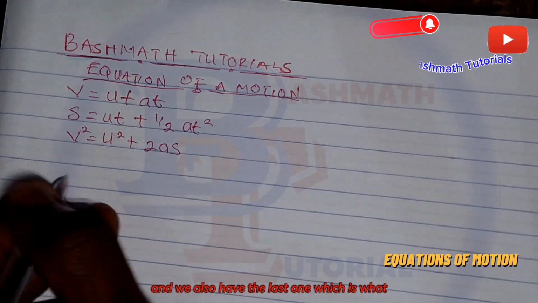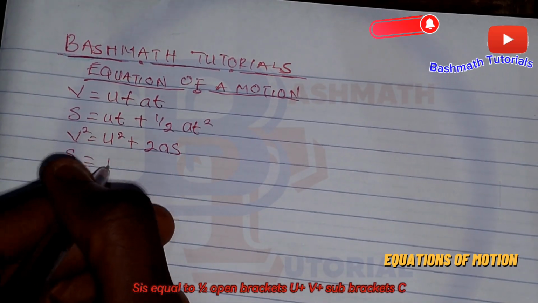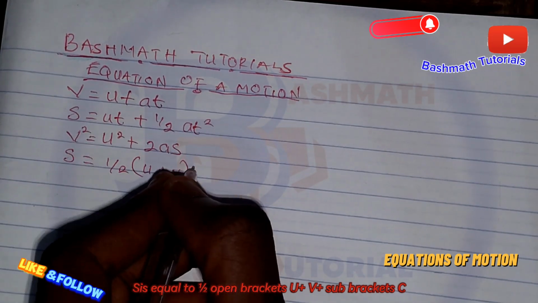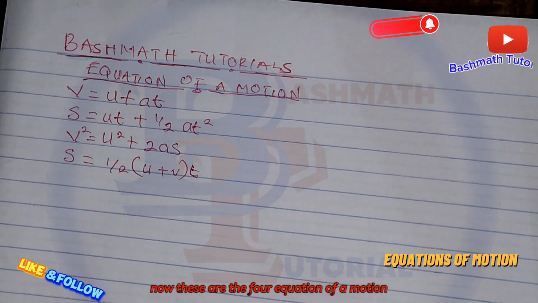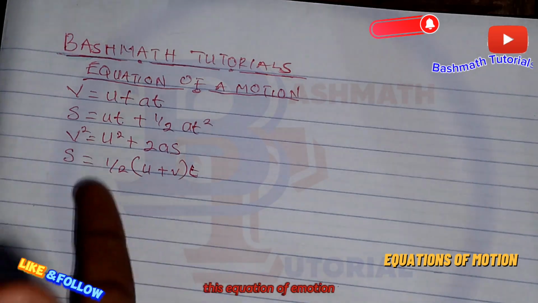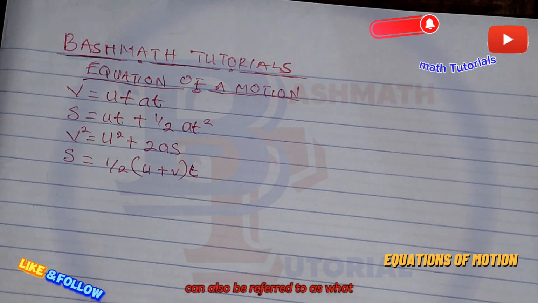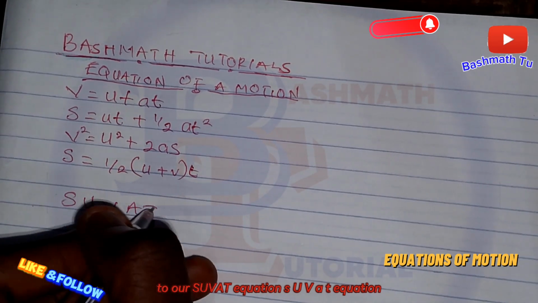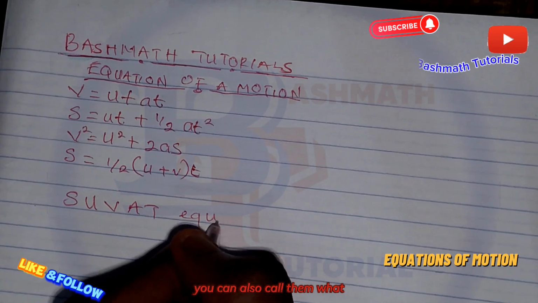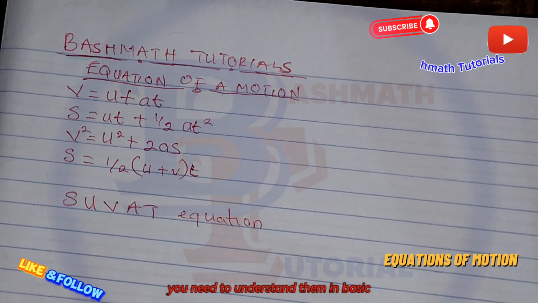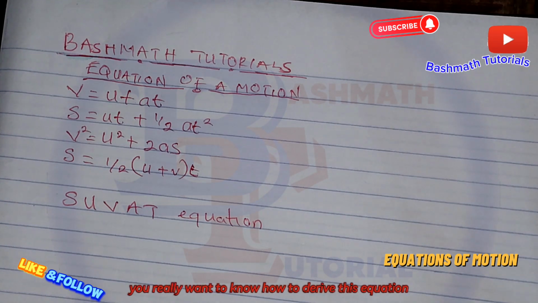And the last one is x is equal to half open bracket u plus v close bracket t. These are the 4 equations of motion that we have. Now, these equations of motion can also be referred to as the SUVAT equations. Looking at this class, we need to understand them in basic terms. You only want to know how to derive these equations.